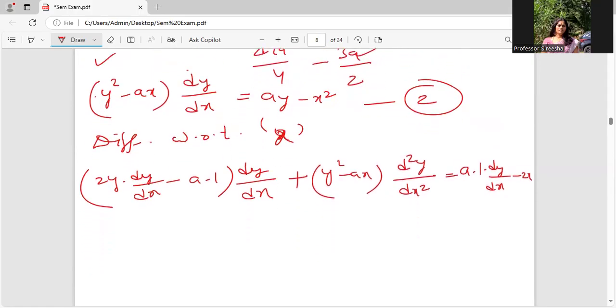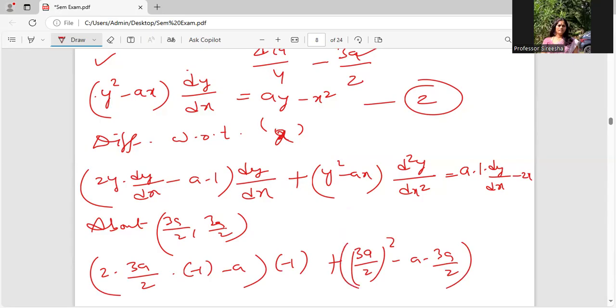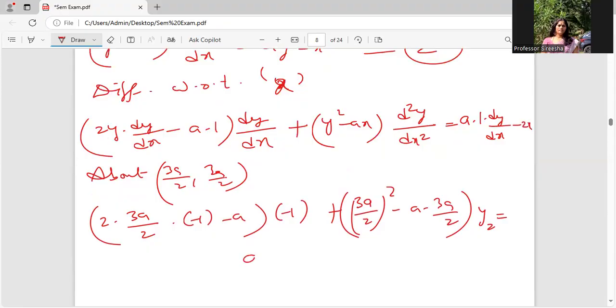Now I'll be substituting the point 3a by 2, 3a by 2. What I'll be getting is, I know dy by dx at 3a by 2, 3a by 2 is minus 1. So 2 into y is 3a by 2, dy by dx is minus 1, minus a. And then again dy by dx would be minus 1, plus y square as 3a by 2 whole squared minus a into 3a by 2. This would be y2. I'm just writing in a crude way. You can simplify and write as well.